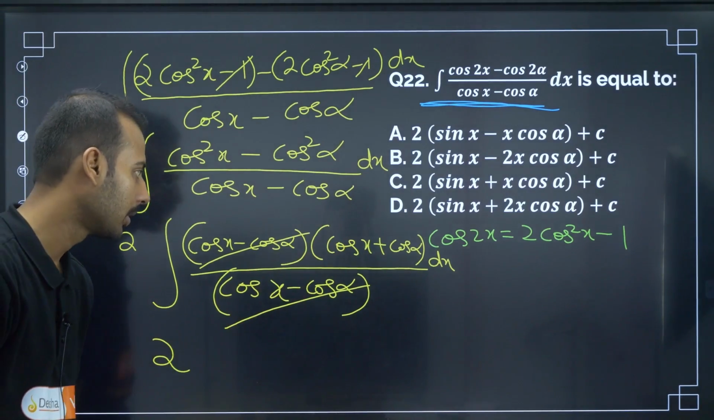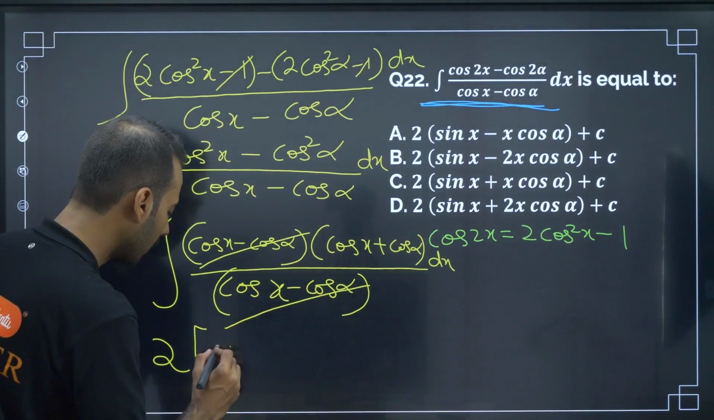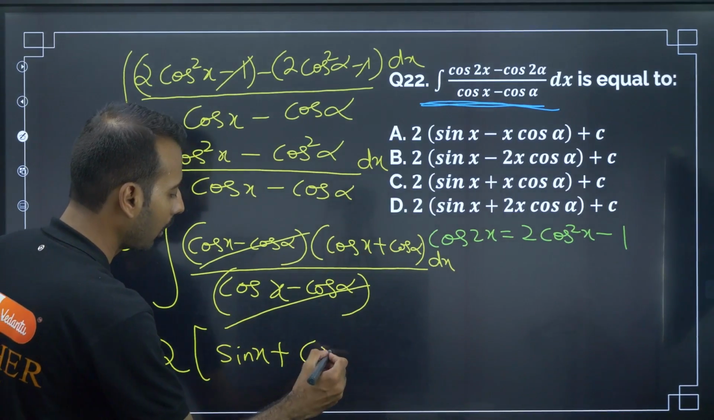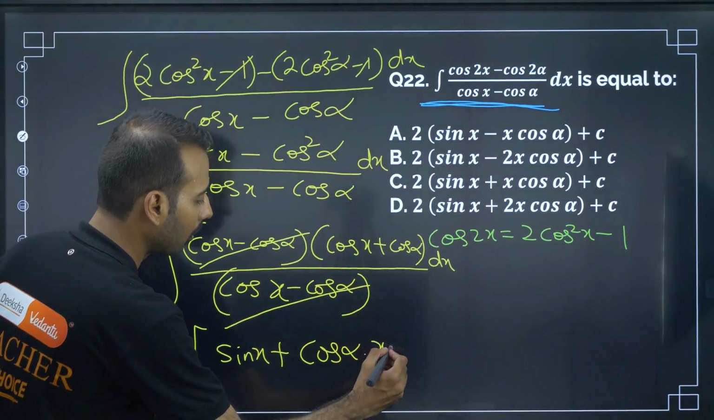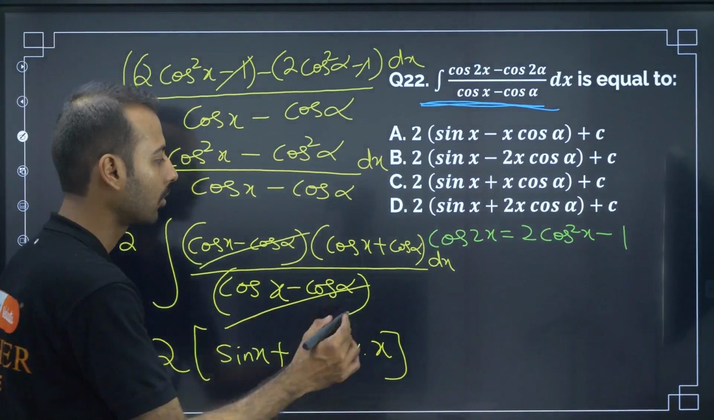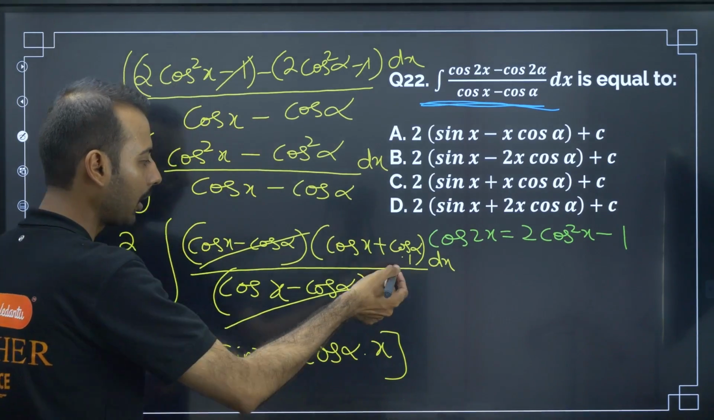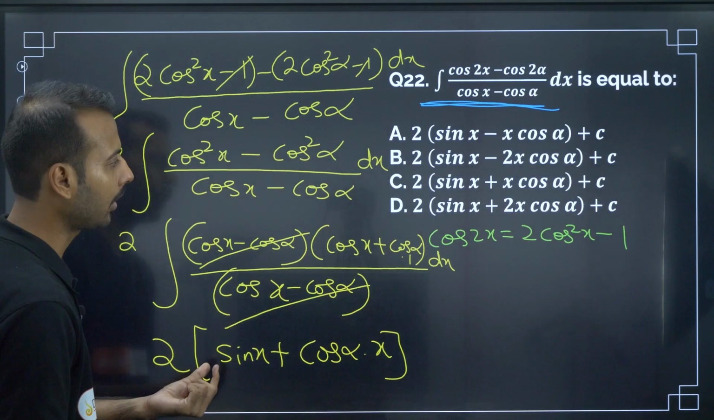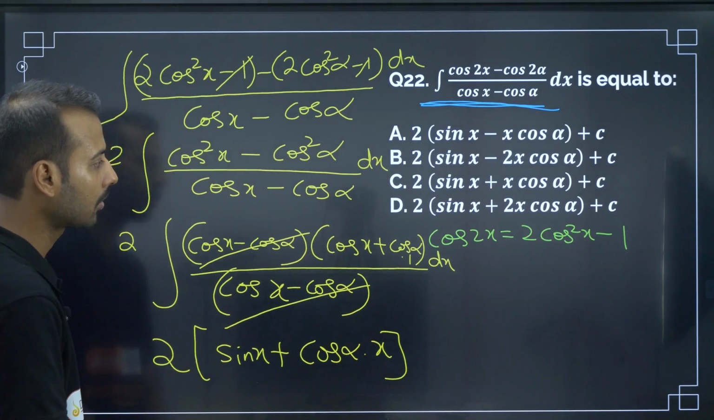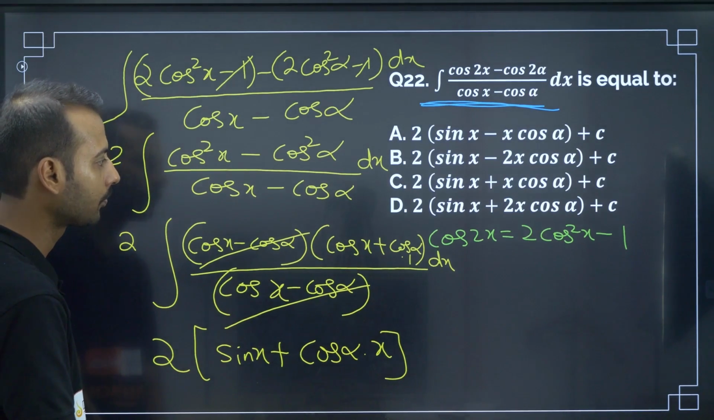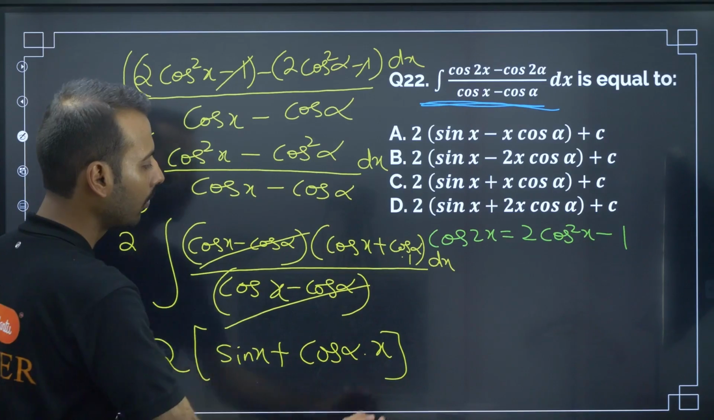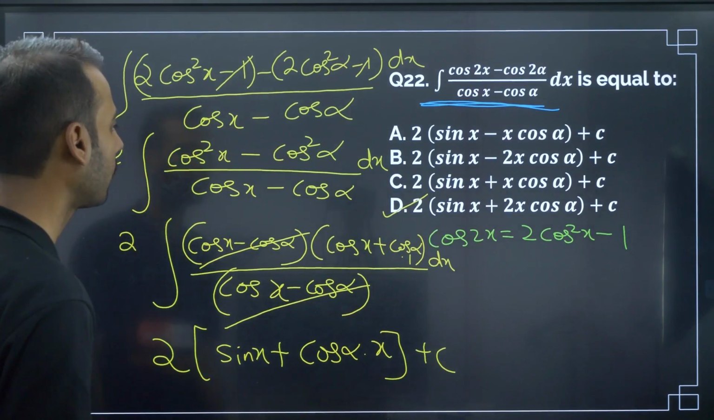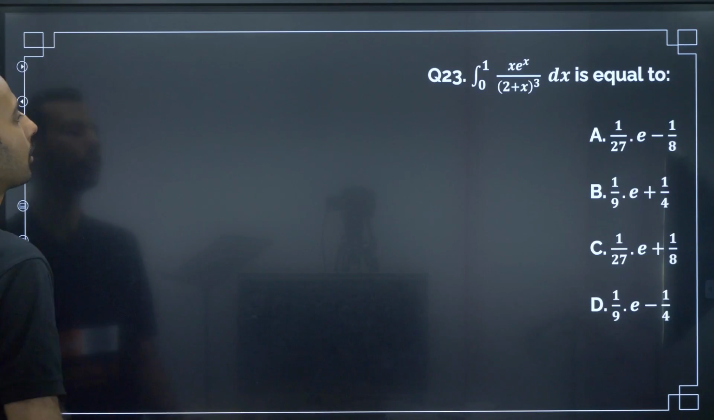So 2 stays. Integration of cos x is sin x, and cos alpha is a constant, so I am placing the constant. Integration of 1 is x. So cos alpha into 1, we integrate 1 and keep cos alpha as it is. So 2 sin x plus 2x cos alpha plus c. Is there any such option? The fourth option, 2 sin x plus 2x cos alpha. Moving on to the next question.